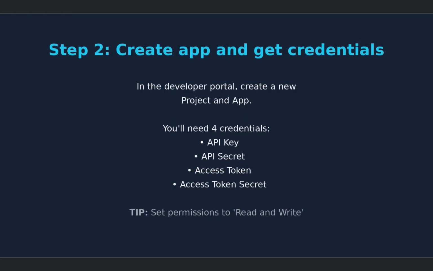Step 2. Create a new app and get credentials. In the developer portal, create a new project and app. You'll need 4 credentials: API key, API secret, access token, and access token secret. Make sure to set your app permissions to read and write if you want your agent to post tweets.